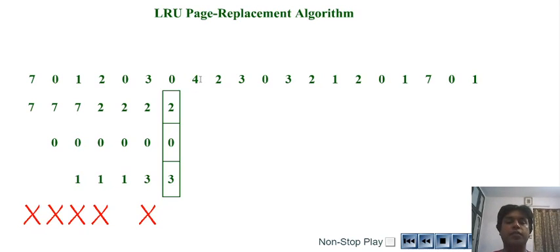Now next page is 4. Since we want to have 4 in one of the frames of the memory, there is a requirement to swap one of the pages out of the memory. So which one to swap out? As the name suggests, it is least recently used. So 0 is the one which was used most recently. Before 0 it was 3. Before 3 it was again 0, and before 0 it was 2. So 2 is the one which is least recently used. So in the next step we are going to replace 2 with 4.